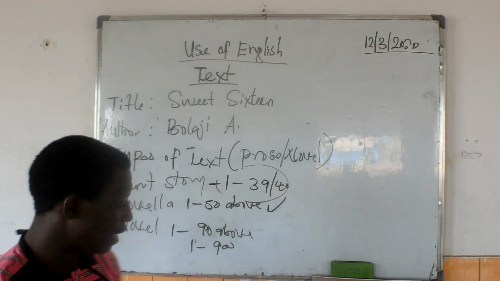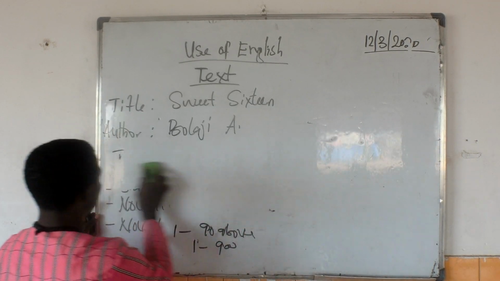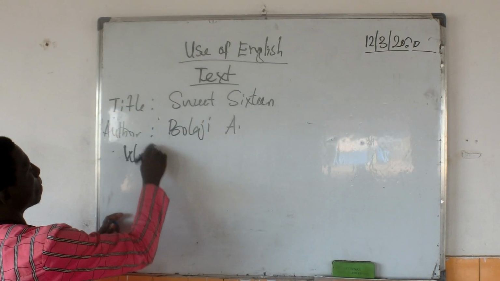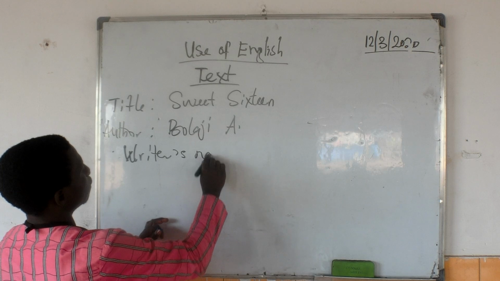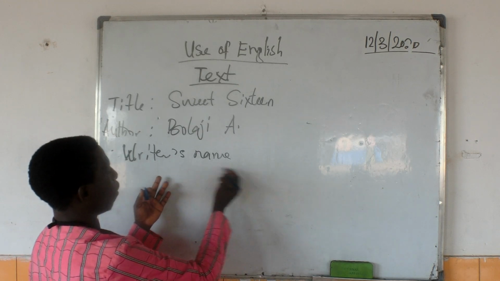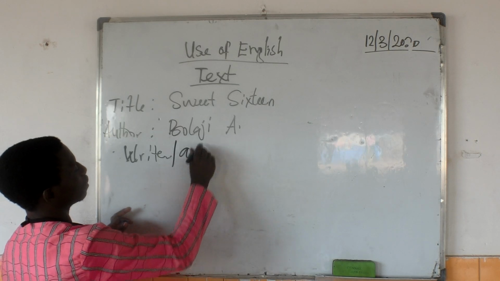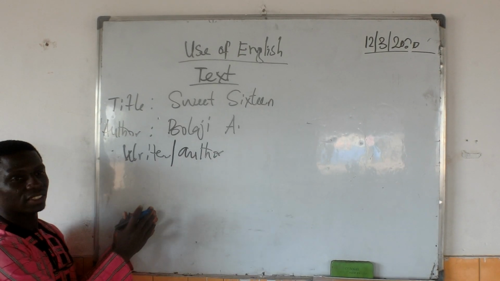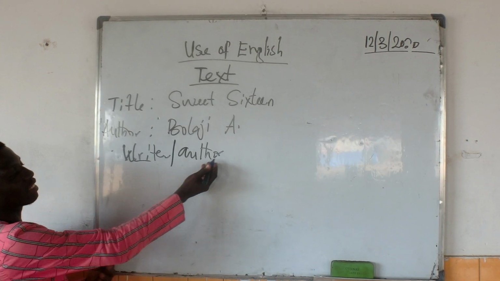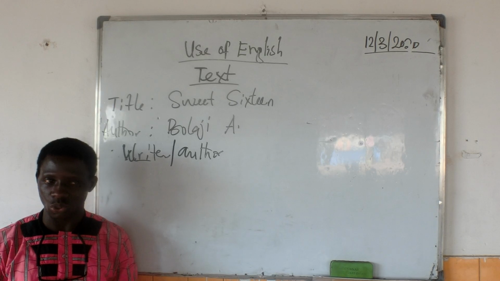Exactly. Then the next thing I want us to know is the writer's name. Let's say writer slash author. These are general names. Are you getting me? To people who write. So a writer is also an author. Are you getting me? So somebody who is a writer is also an author. So it's a general name.